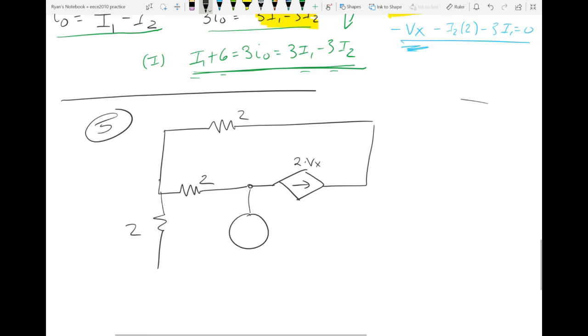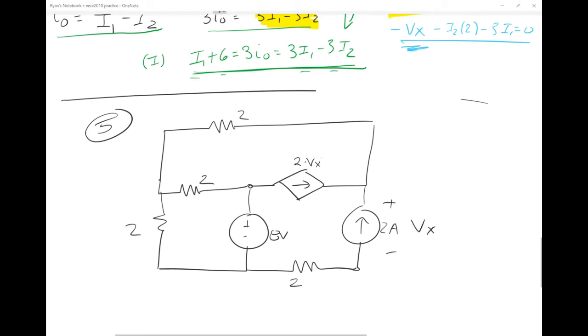We've got a 2 here, 8 volt in the middle, 2 on the bottom, and then a 2 amp current source, which just happens to have Vx across it. So I get 2Vx, I get this Vx. So I can't immediately eliminate that. Okay? So we'll just have to hang on to the fact that that's 2Vx for a little while.